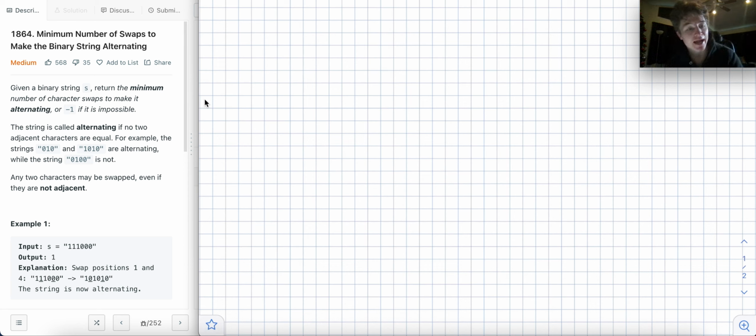Swaps to make the binary string alternating. Okay, this is a beautiful problem because it seems super complicated until you realize what the possible outcomes can be. Sometimes when you're doing these problems, the actual result, given the constraints of the problem, is so constrained that it can only really be one, two, or three simple things.